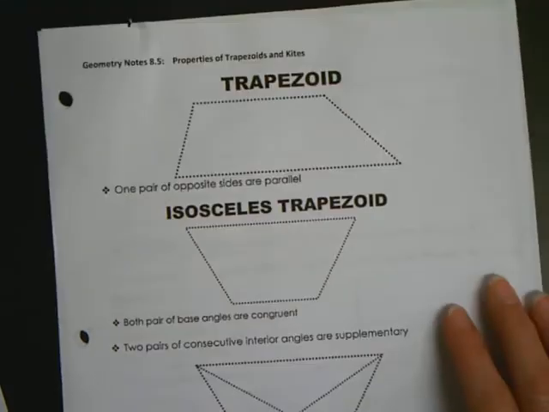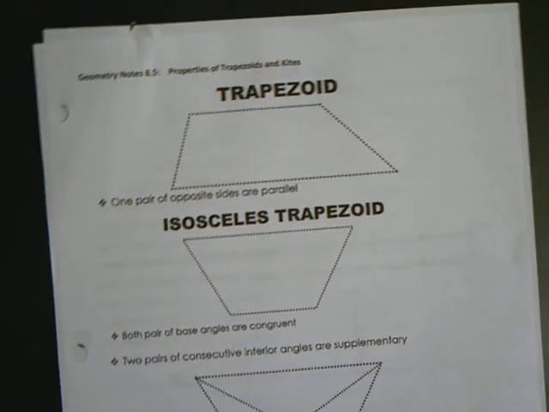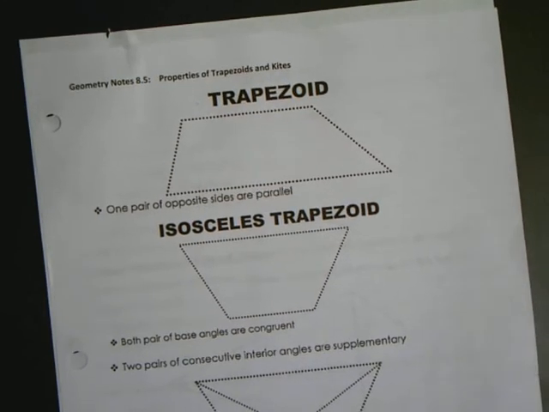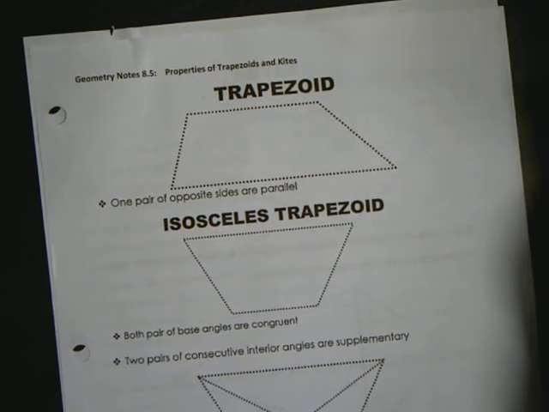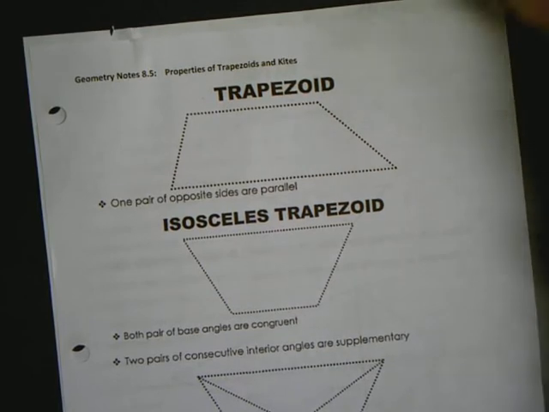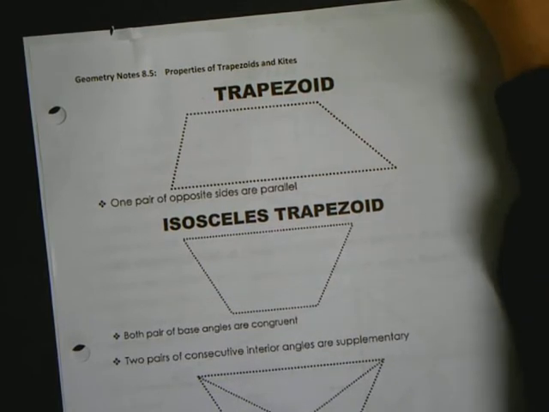Alright guys, lesson 8.5 is over properties of trapezoids and kites. Two little polygons or quadrilaterals that we're going to be working on, going through their characteristics. Now these do not classify as parallelograms. That's why they were not with all the other quadrilaterals that we studied up to this point.